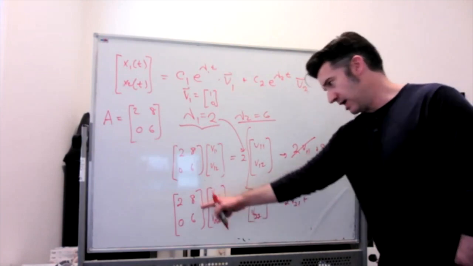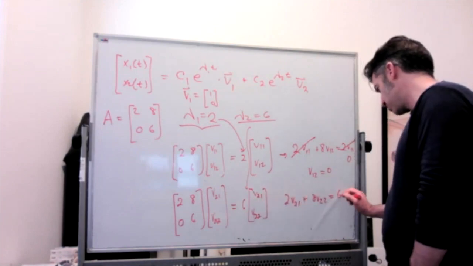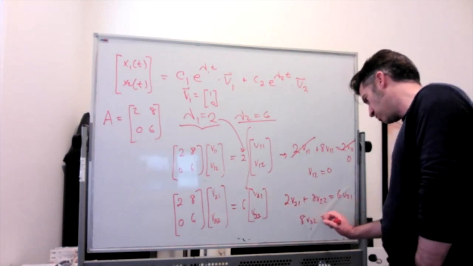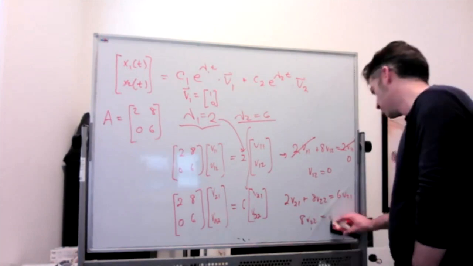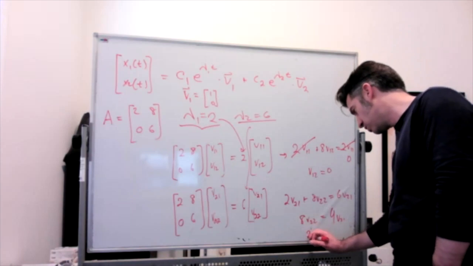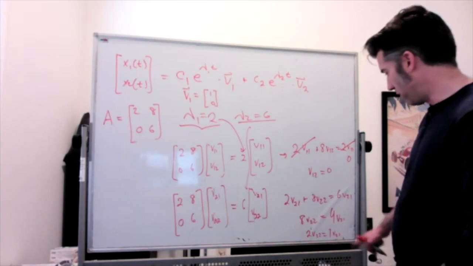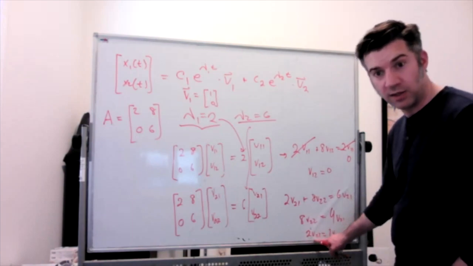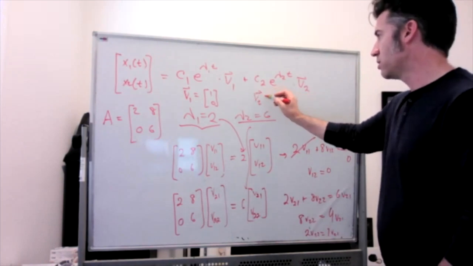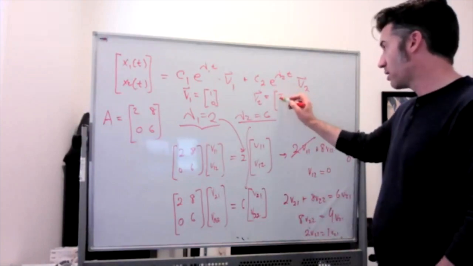I get 2v21 plus 8v22 equals 6v21. So subtract there, you get 8v22 equals 4v21. I would divide everything by 4 and say 2v22 equals 1v21. So v21 is 2 and v22 is 1. So our v2, the first component, v21 is 2 and v22 is 1.